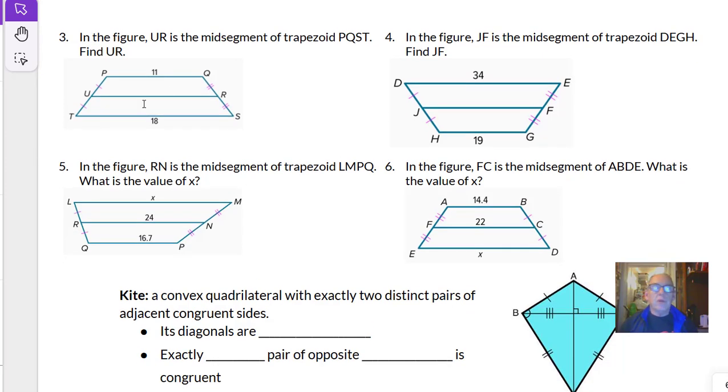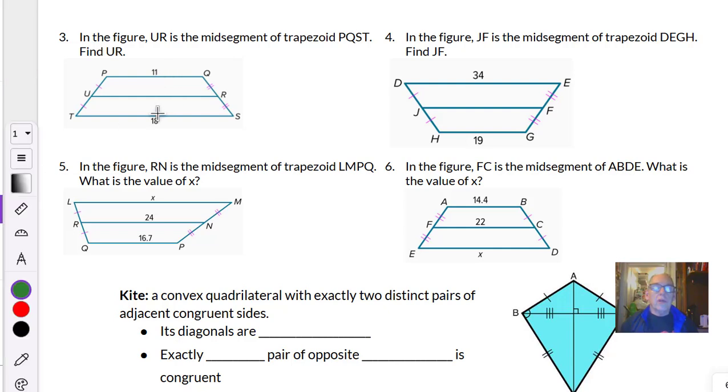Okay, so number 3, UR is the midsegment. So it's going to be the average of these two. So if we add 11 plus 18 and divide by 2, that's going to be the length of UR. So 29 over 2, which is 14 and a half, is the length of UR.